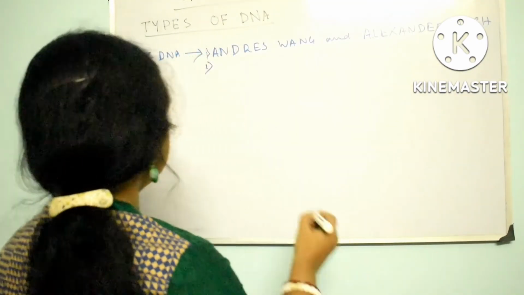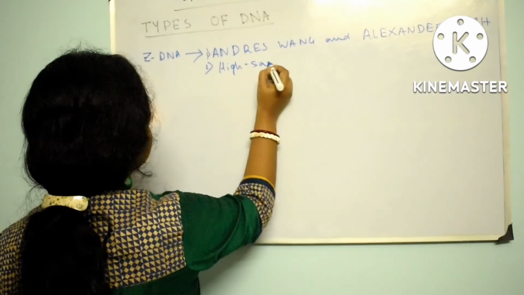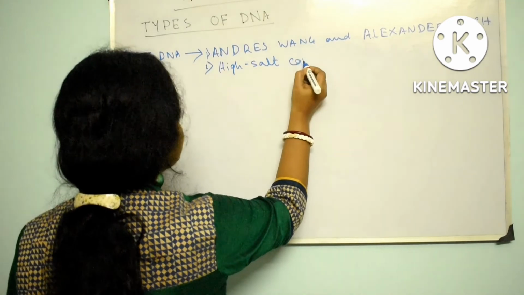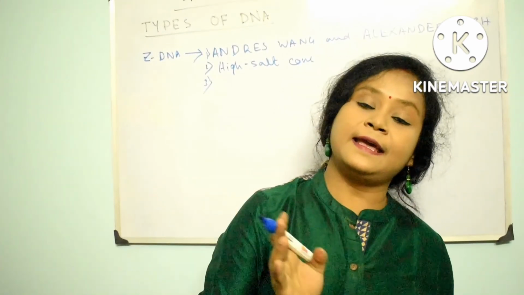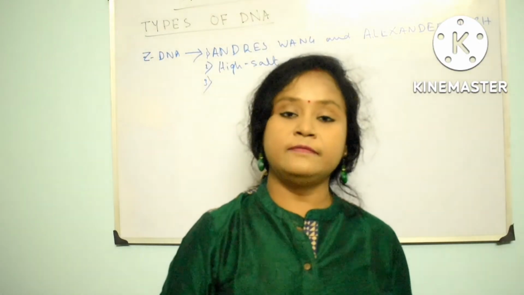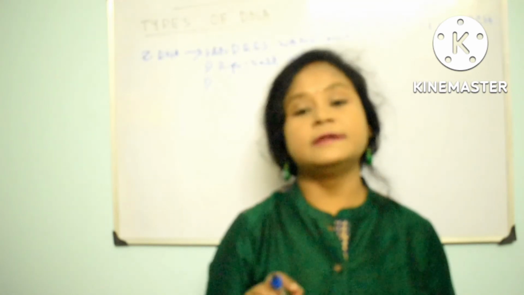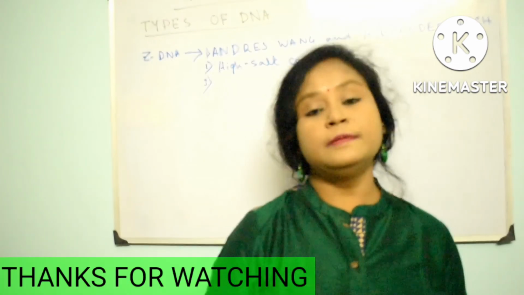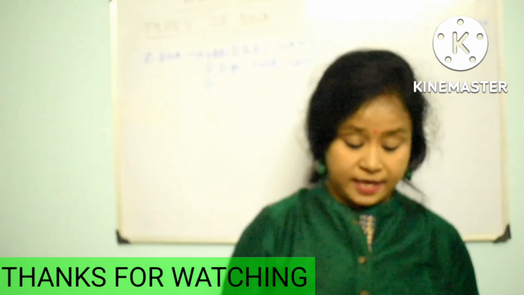It is formed at high salt concentrations. Point number 3: this one is more narrow and more elongated than A and B DNA, and it has a narrow minor groove. The major groove of Z DNA is not really a groove, in the presence of the narrow minor groove. So that's all about the different types of DNA.